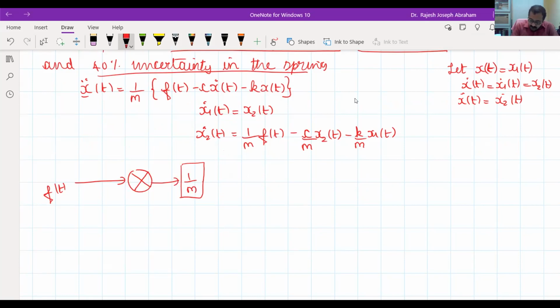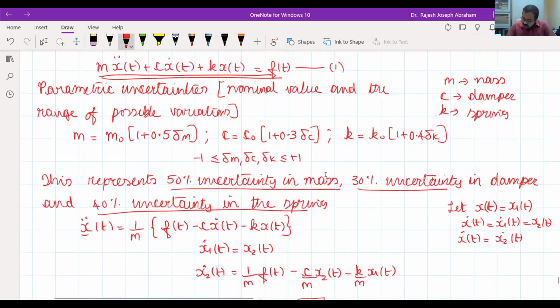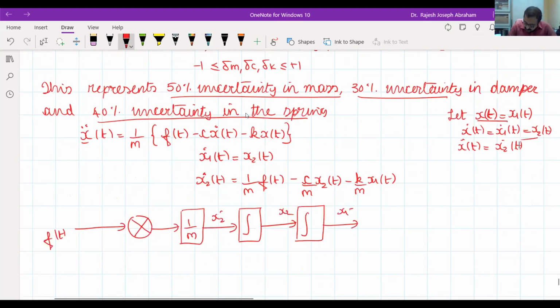If this is x2 dot, and you integrate, you will get x2. Integrate once more and you will get x1. What is x1? x1 is x of t. What is x dot? x dot is x2. So I can write x of t, x dot of t, and x double dot of t. What is x2 dot of t? 1 by m into these signals.